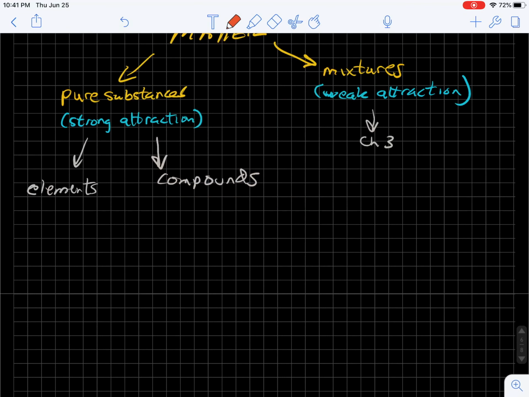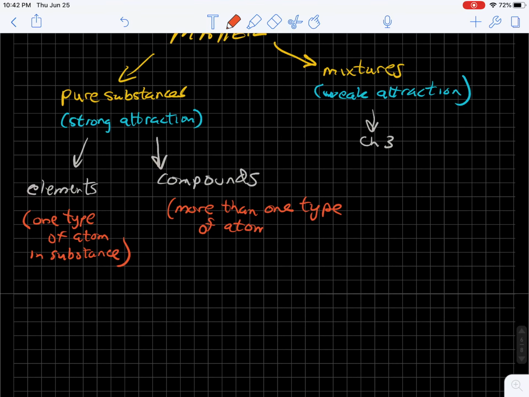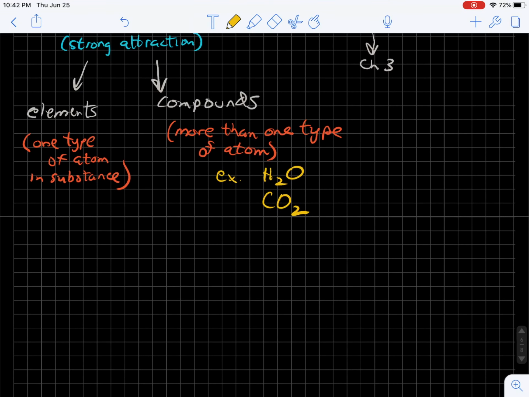have atoms. The difference is that when you're dealing with an element, every atom in that material is the same. So you have one type. And in a compound, the only difference is you have more than one type of atom. So, an example of a compound: H2O, water, CO2, carbon dioxide, those sorts of things, right? More than one different type of atom.